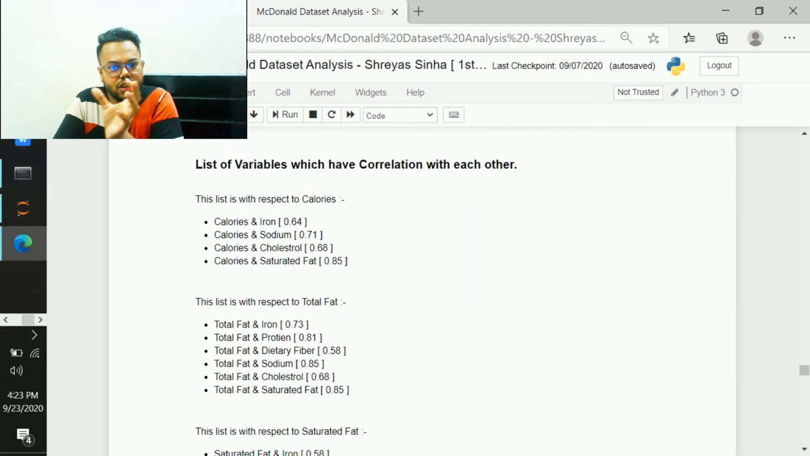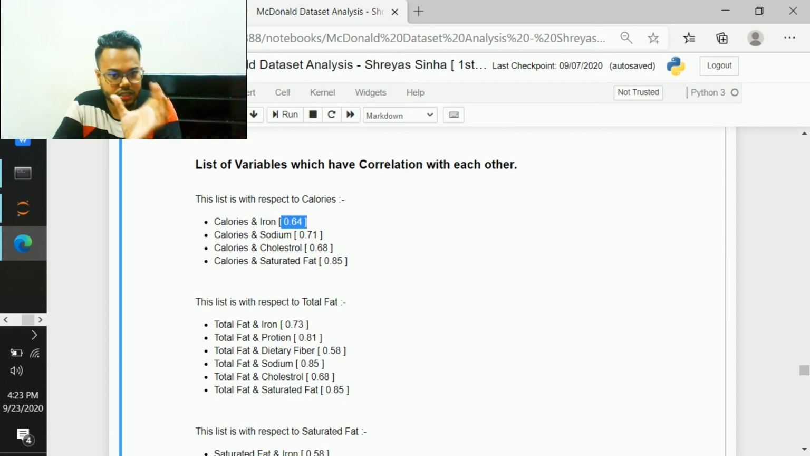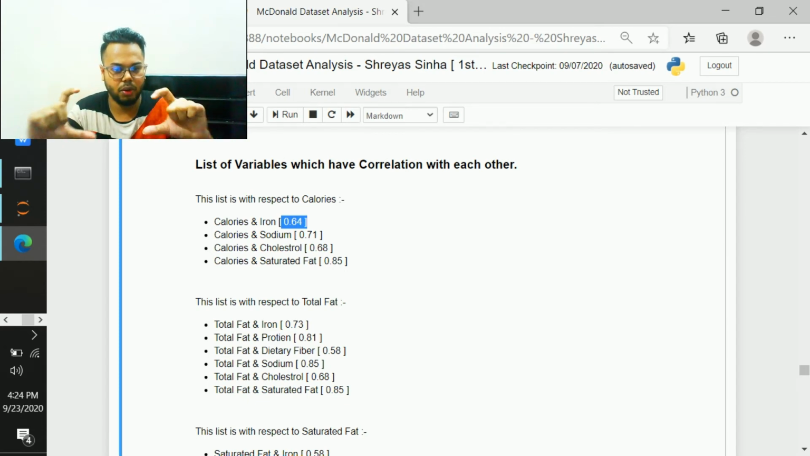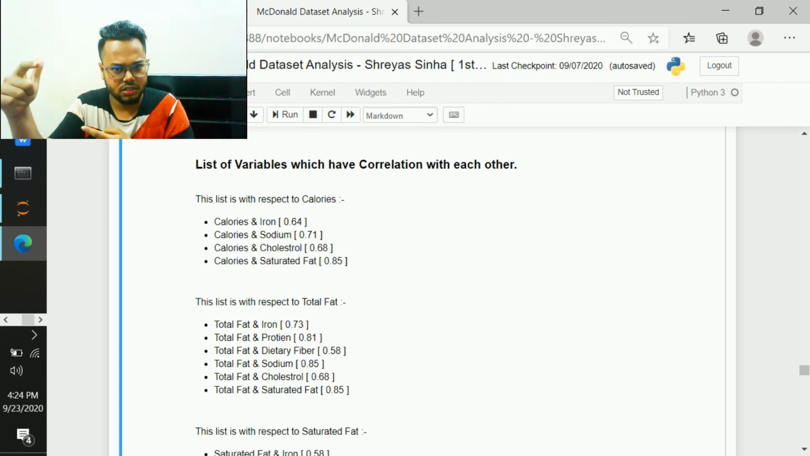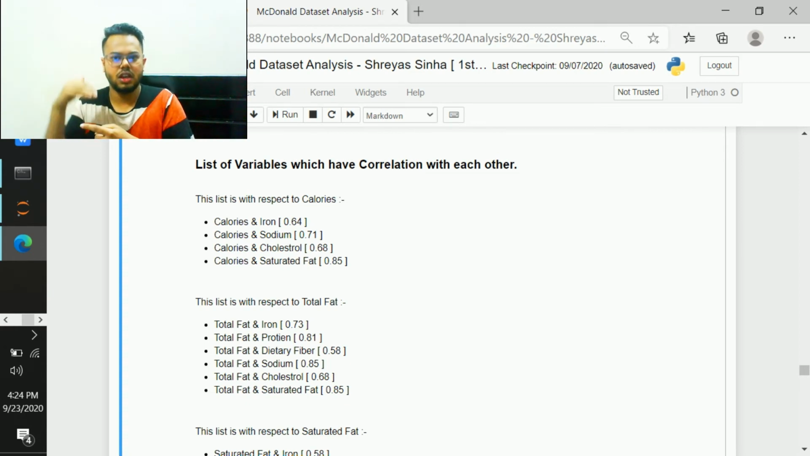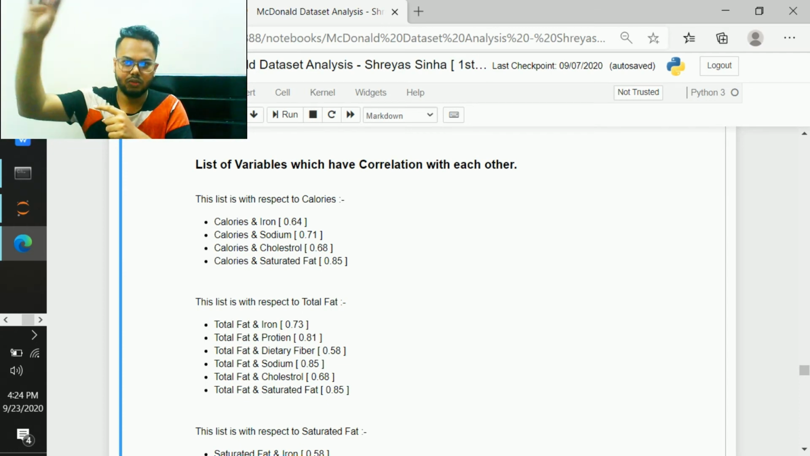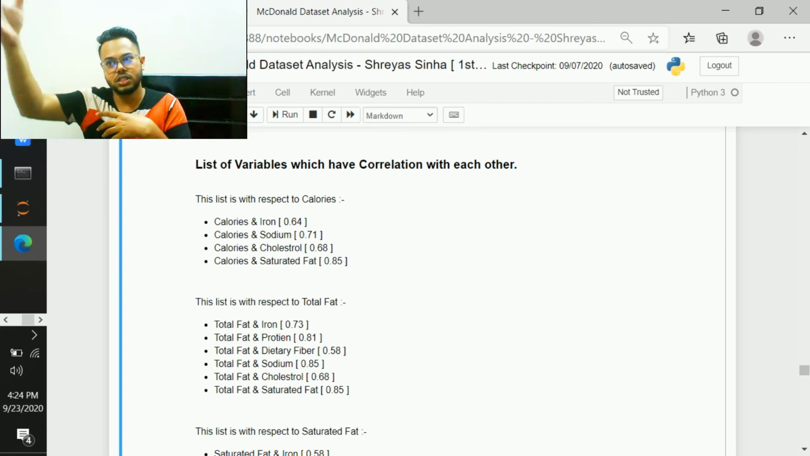List of variables which have correlation with each other: calories and iron. There is a correlation, and I have put in the box the number, the percentage of correlation that they share. It is out of 0 to 1, where 0 is low correlation and 1 is high correlation. It is also -1, so 1 and -1 are the maximum values. 0 is a low value. If it is close to 0, it has less correlation. Close to 1 or -1, it has high positive or negative correlation.